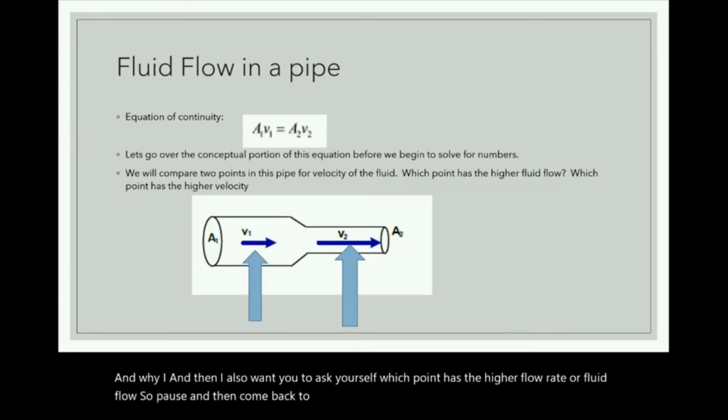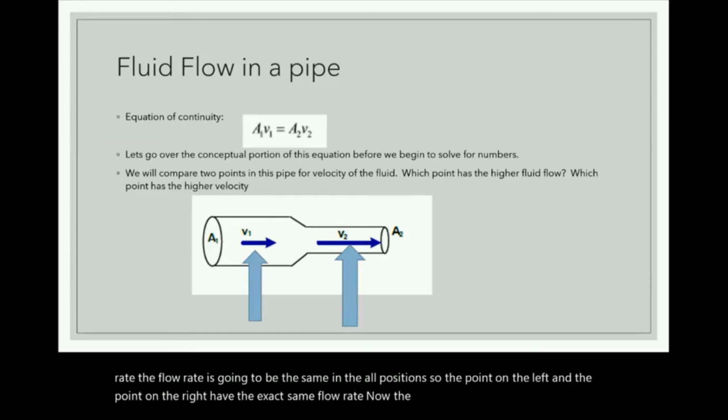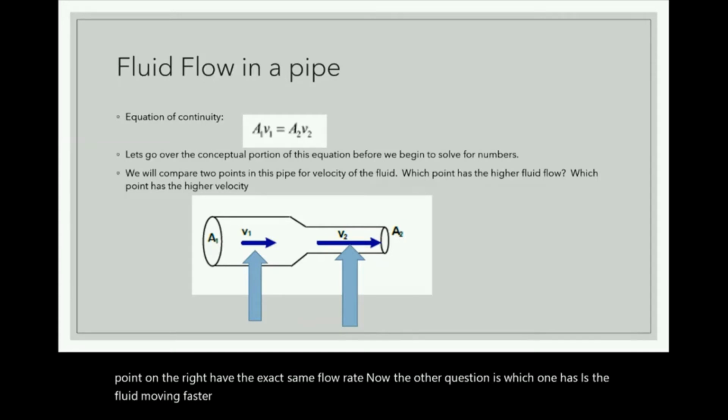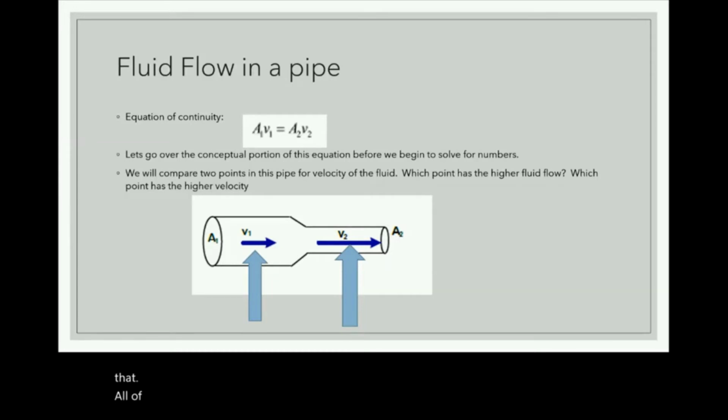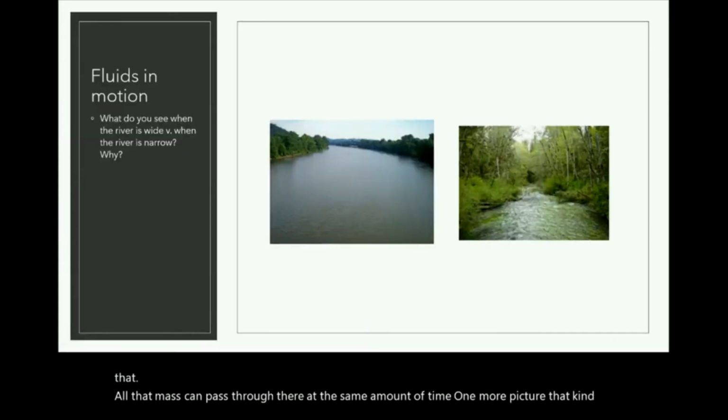All right, now that you've unpaused, the flow rate is going to be the same in all positions. So the point on the left and the point on the right have the exact same flow rate. Now the other question is, where is the fluid moving faster? The fluid is moving faster at the point on the right. The fluid has to move faster so that all of that mass can pass through there in the same amount of time. One more picture that illustrates that will be on the next slide.